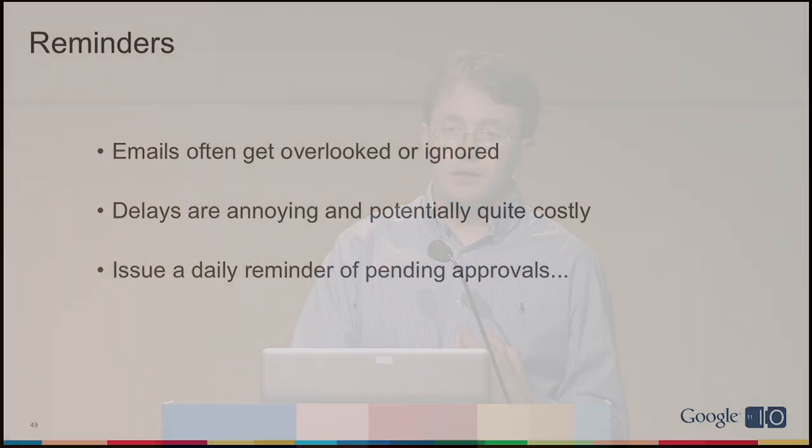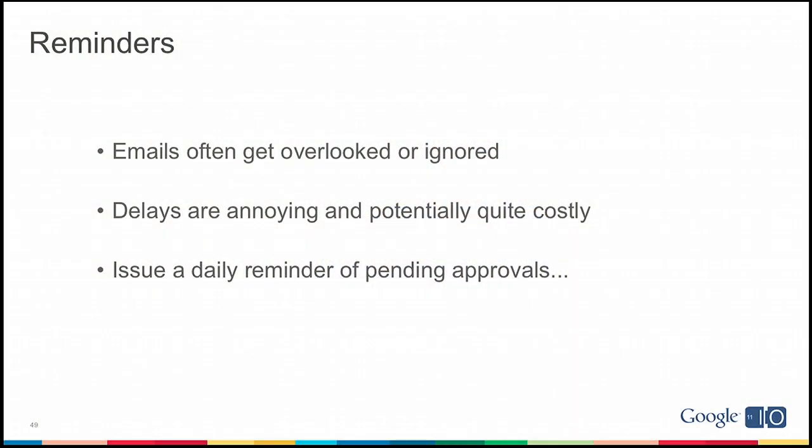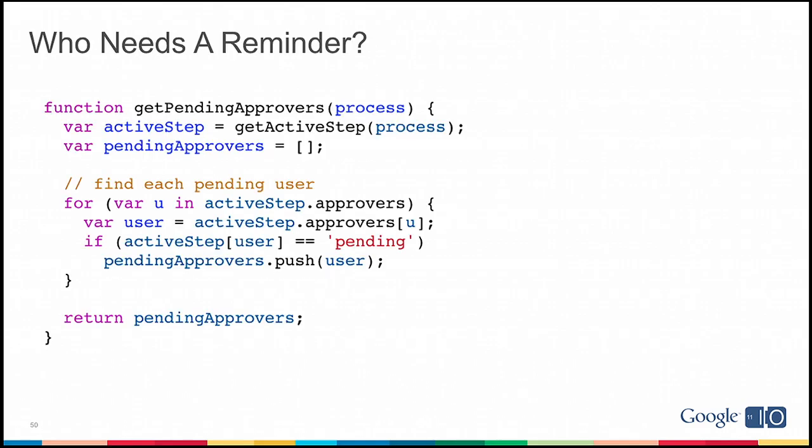So from here, let's look at another kind of advanced feature, reminders. As Eric pointed out when we were writing things to the data store, we can't just rely on emails. Emails often get overlooked and ignored. So the delays that cause are annoying and potentially costly. We're going to show a way to issue a daily reminder of pending approvals. And this is basically a nag email.